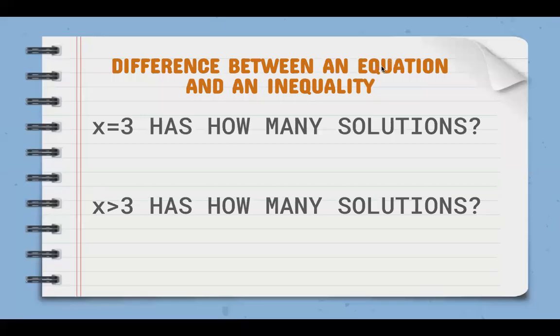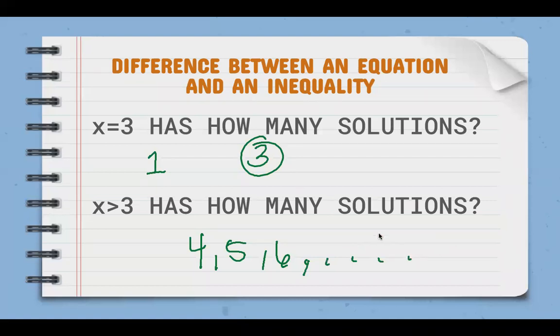So let's think about the difference between an equation and an inequality. When x is equal to 3, how many solutions does x have? There is only one solution, and that's 3. But if you have x is greater than 3, how many solutions are there? There are an infinite amount, and it starts with 4 and then goes to infinity. And so there are an infinite amount of solutions with an inequality versus one solution with an equation.